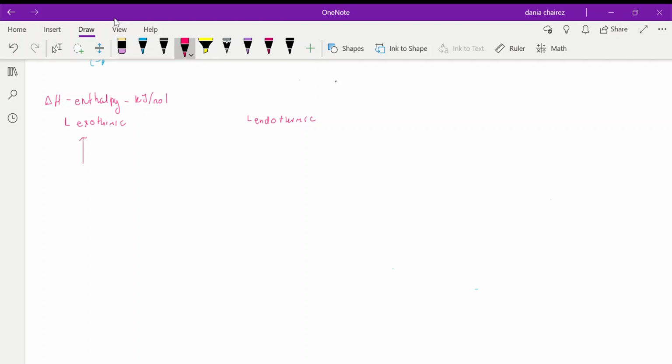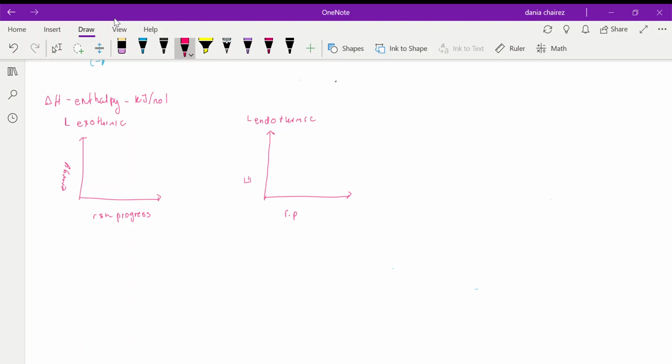Okay, I'm going to draw the graphs for you just as a refresher of what they're supposed to look like, in case you encounter them in an exam or homework. So this is energy, which in this case is heat, and this is your reaction progress. I'm just going to label this as E, and then this is RP.